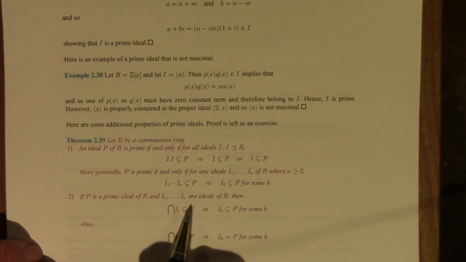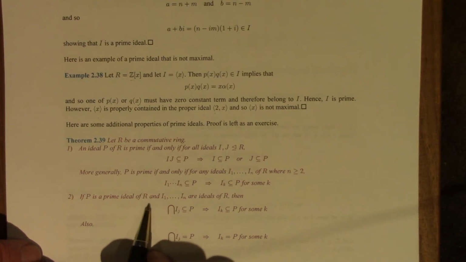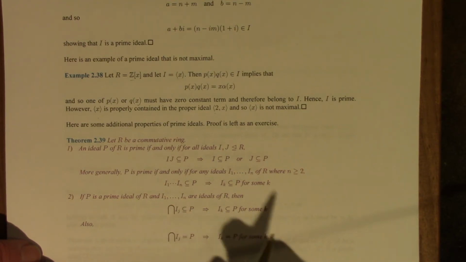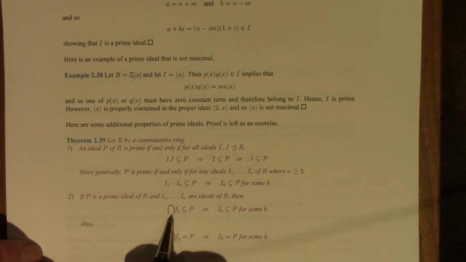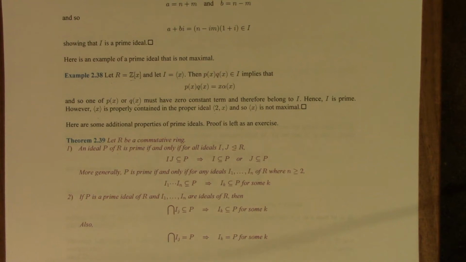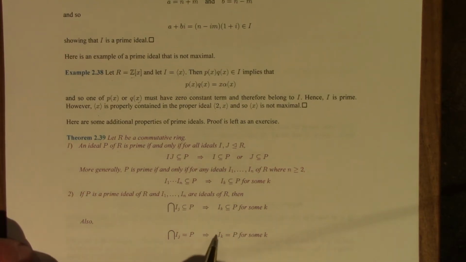Also, if P is a prime ideal and I1 through In are ideals, if the intersection of the ideals is contained in P, then one of the ideals must be contained in P. And if the intersection of the ideals is equal to P, then one of the ideals must be equal to P.